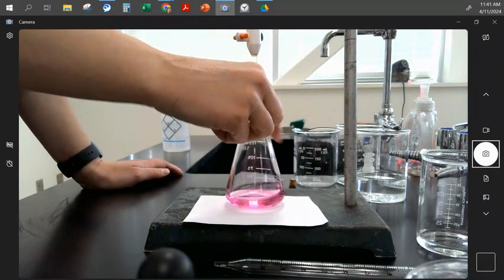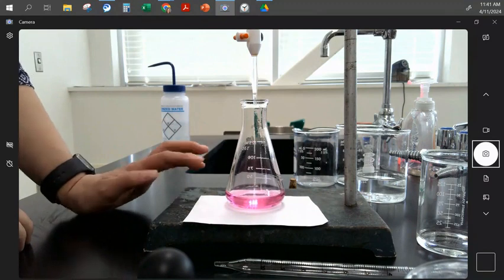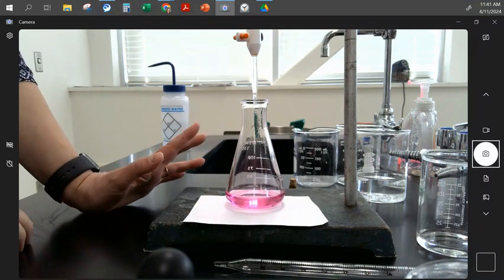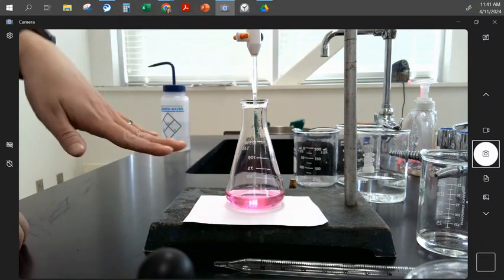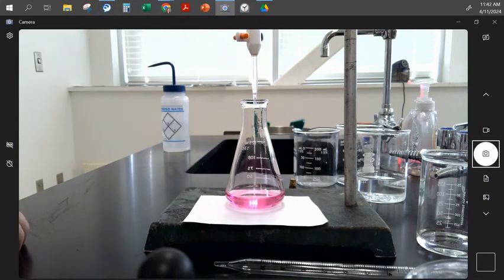And your color will fade, so you just have to make sure that it stays around for about 10 seconds. If you're not sure, if it's going away, you can write down the number you have and then add a drop, and then if it goes way beyond, like a really dark pink, then you can just go back to that number you had already written down.